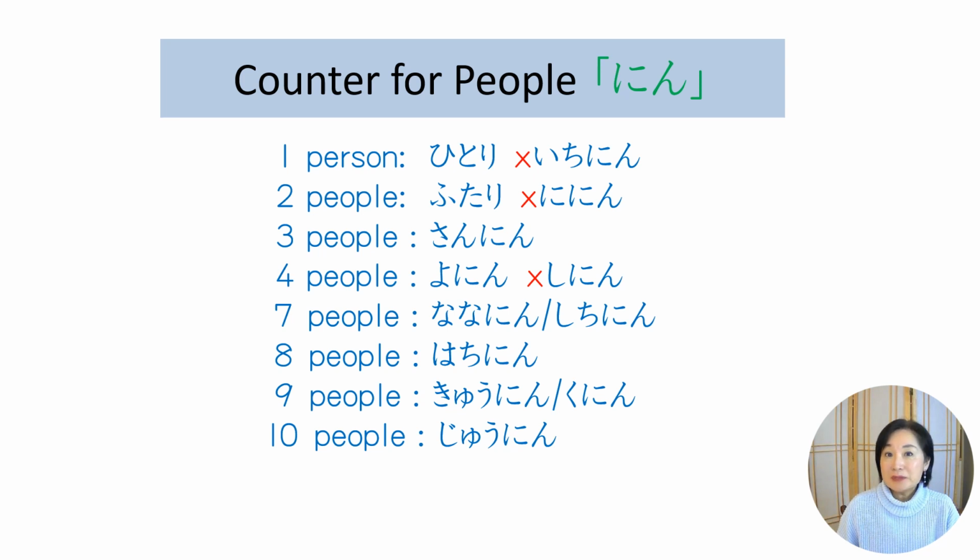And the counter for people is nin. But again, you have to be careful for the first two people. One person, we have a special name for it, and we say hitori. We don't say ichinin. Two people is futari, not ninin. But three people, you say the number and nin, like sannin. 4 people, yonin. And then 5 people will be gonin.